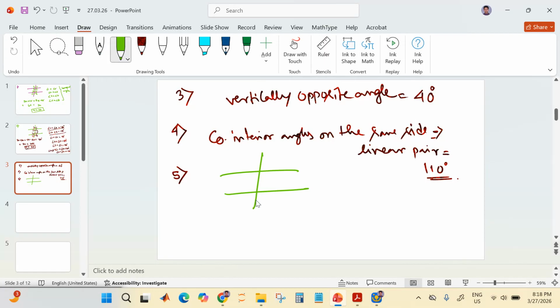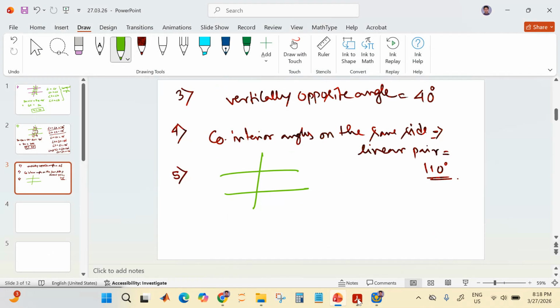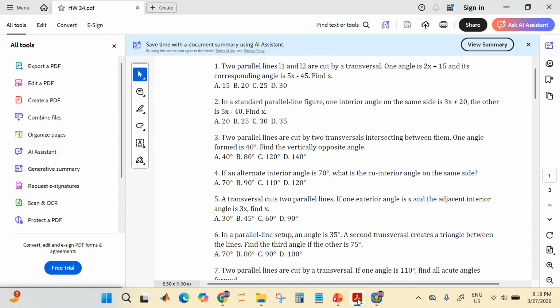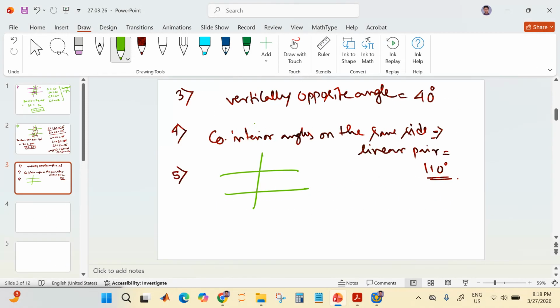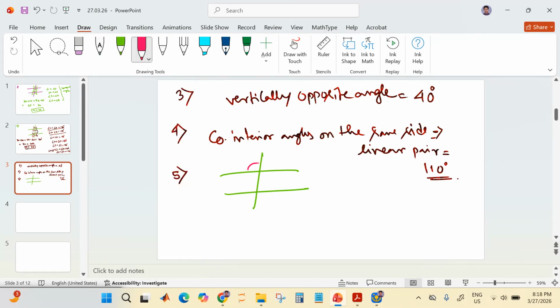Okay, so transversal cut, question number 5. Cut two parallel lines if one exterior angle is x. One exterior angle. So how many exterior angles are there? You can find the exterior angle one, two, three, four. These four are the exterior angles.